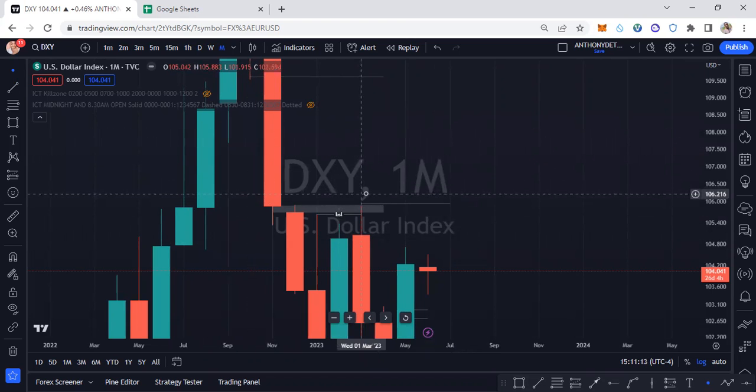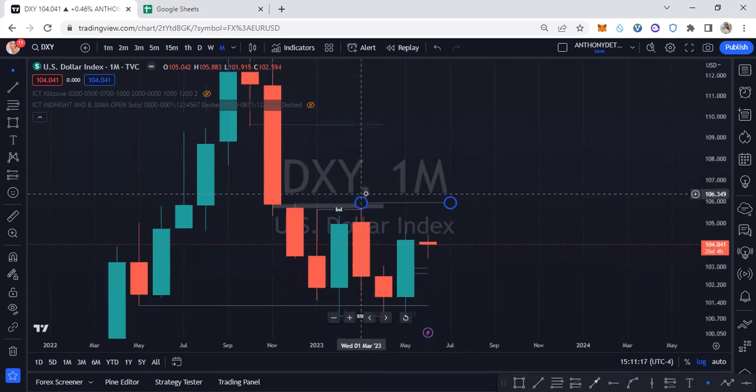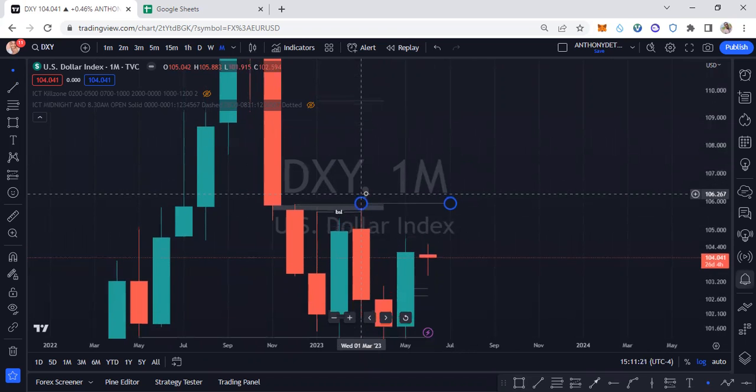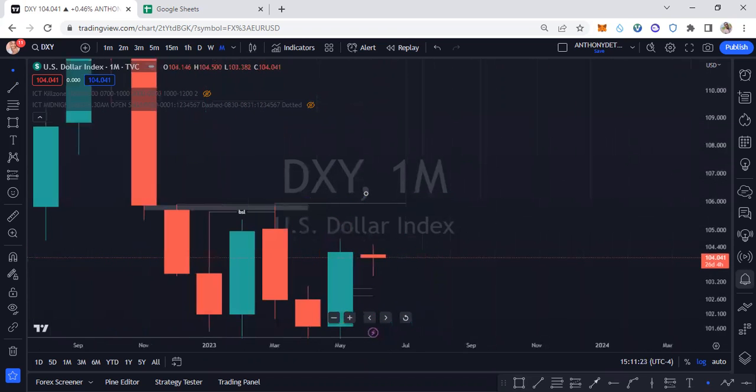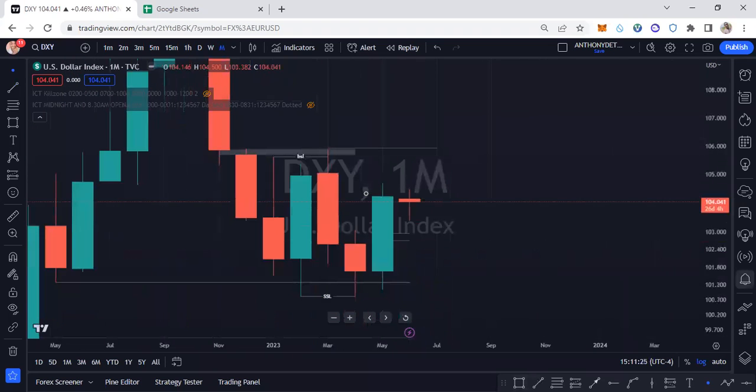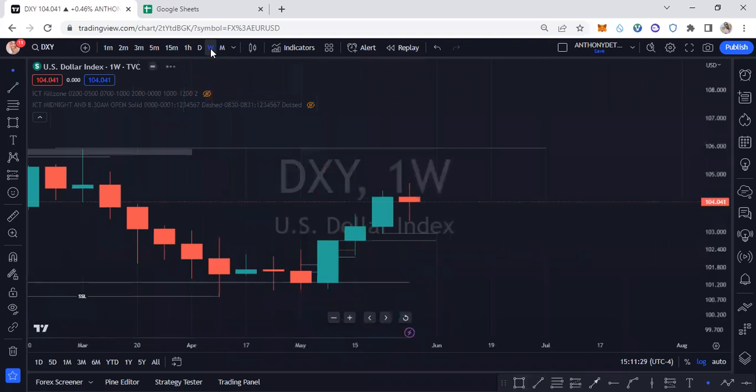Which you can see is in line with the Euro USD monthly time frame. On the Euro USD monthly time frame we are expecting to sell, and on the DXY monthly time frame we are expecting to buy. So let's go check the weekly time frame to see what we have.